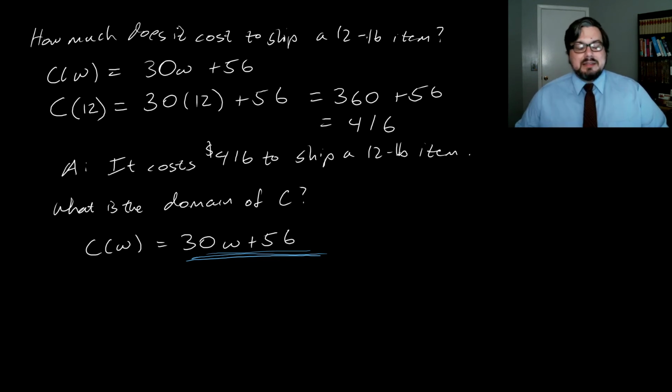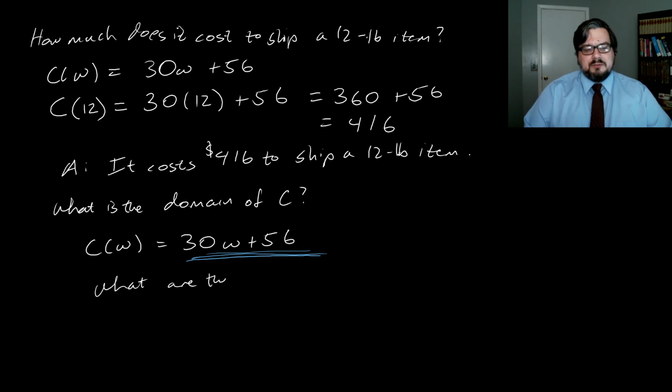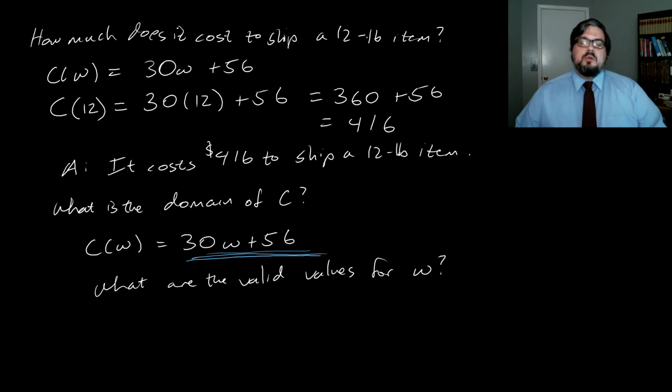However, we're not in a realm of pure mathematics here because we're dealing with a real-world problem. And in a real-world problem, there are other considerations to work with. So, for instance, when we want to say what are the valid values for W, we probably are not going to include negative numbers. Negative weights typically don't make sense in the context of shipping items from one place to another.